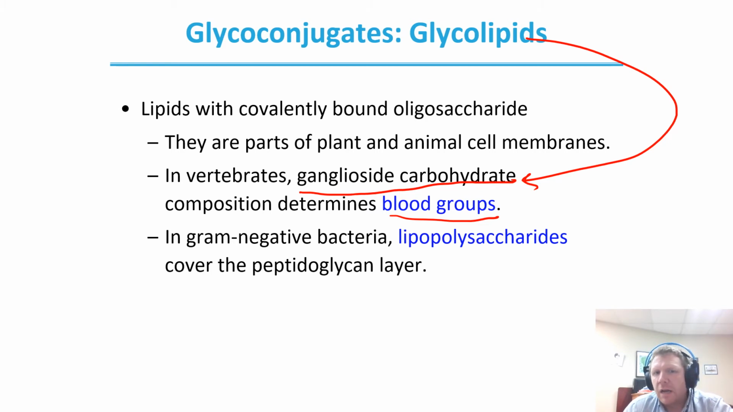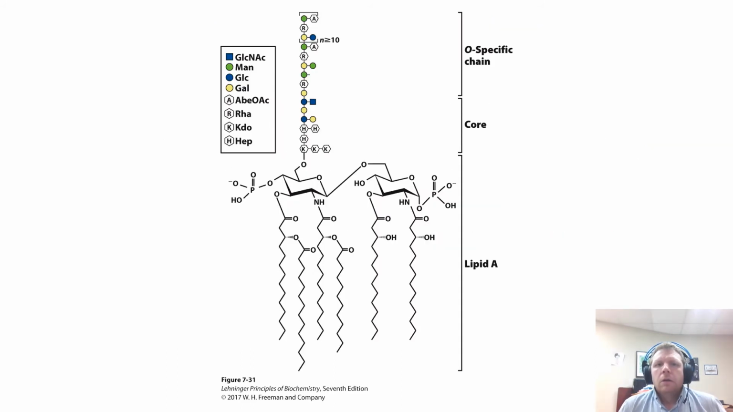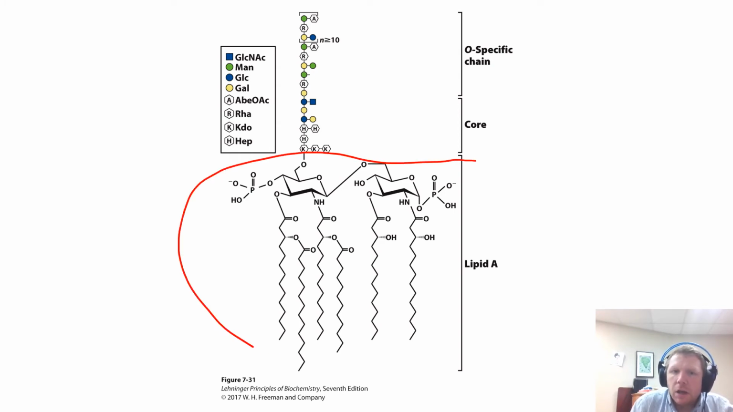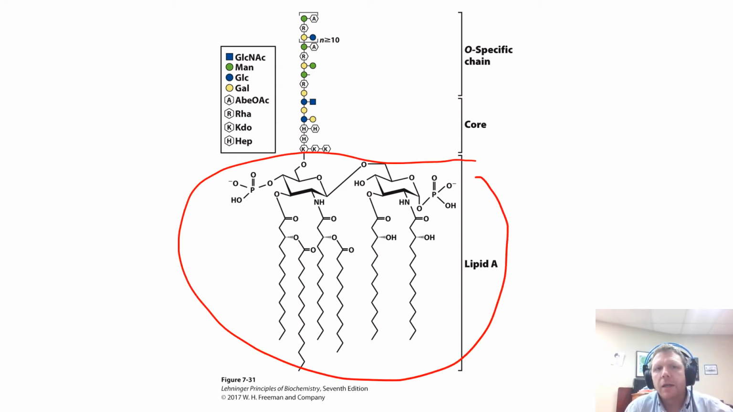Now, in gram-negative bacteria, LPS, or lipopolysaccharides, can cover the peptidoglycan layer. So whenever you talk about gram-negative versus gram-positive bacteria, you're talking about glycolipids. Now, what will that look like? Here, what you've got is this complex lipid structure, and a modification to that gives you this fairly complicated sugar that stems off of it.